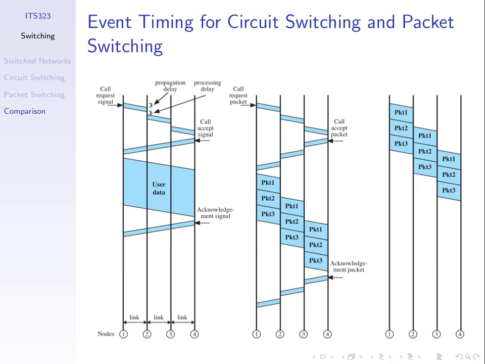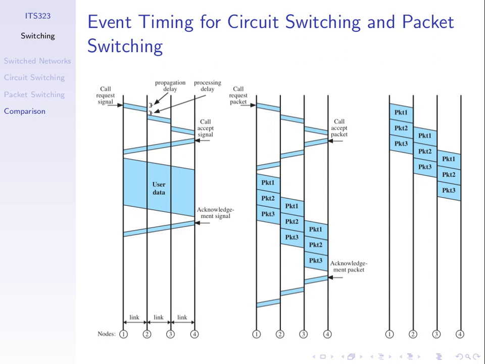Let's compare the three from the perspective of how long it takes to transfer the data. Circuit switching on the left, virtual circuit packet switching in the middle, datagram packet switching on the right. And it's showing the total delay, or the total time, to transfer data.